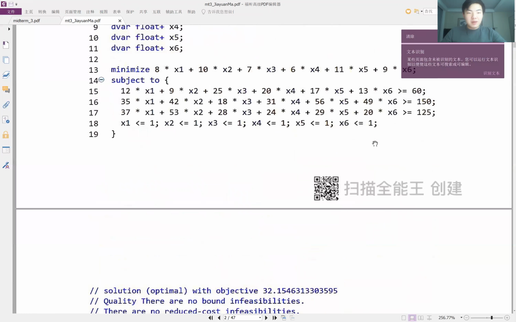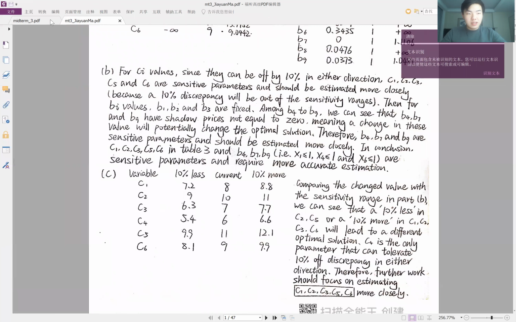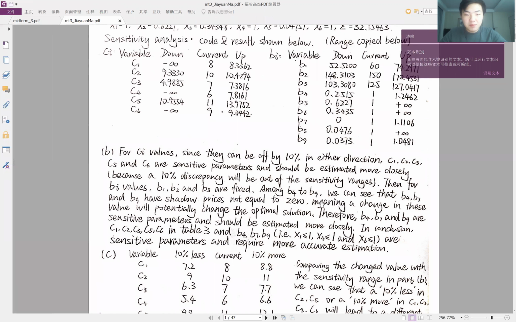And for part B and part C of this problem, we have to recognize which are the sensitive parameters in these problems, because we are notified that the numbers in table 2 and table 3 are not very accurate. For part B, we mainly want to focus on the B values. It is very simple. We only need to see which of those B values have their shadow prices not equal to 0, because this indicates that if the values of them change, the optimal solution might change as well. So we can identify that B4, B7, and B9 have their shadow prices not equal to 0.